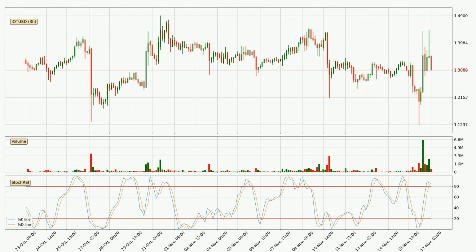Moving to the 3-hourly Stochastic RSI, both the %K and %D lines are in the higher region, which means that the price is getting overbought and soon a trend change or at least some kind of consolidation could be expected. The K line is currently located below the D line, meaning that there is a downwards trend.